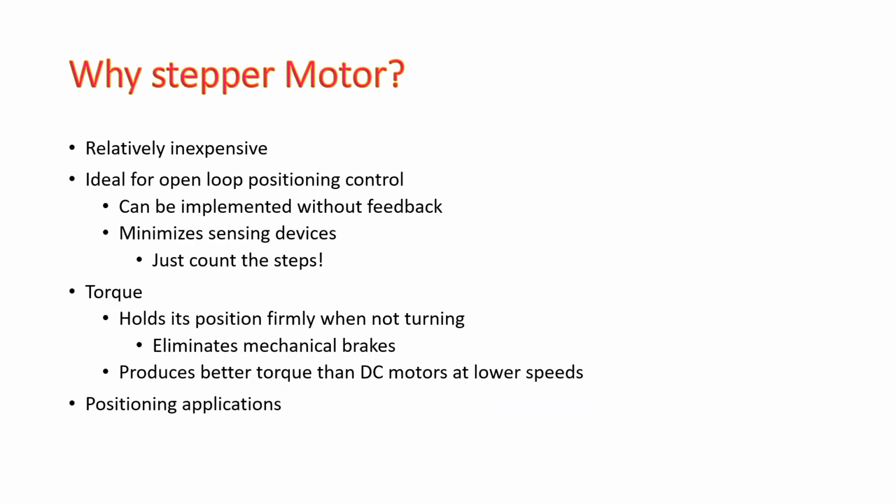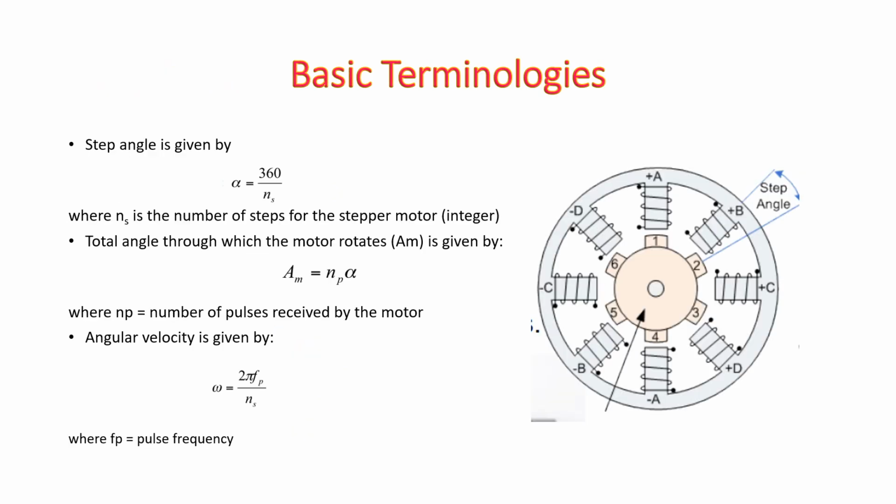So why do we need a stepper motor? Because it is inexpensive. It's ideal for an open loop system. You can implement it without feedback, and then just count the steps. It's very simple. It holds its position firmly when not turning, eliminates mechanical brakes, has better torque than DC motors, and is very good for positioning applications.